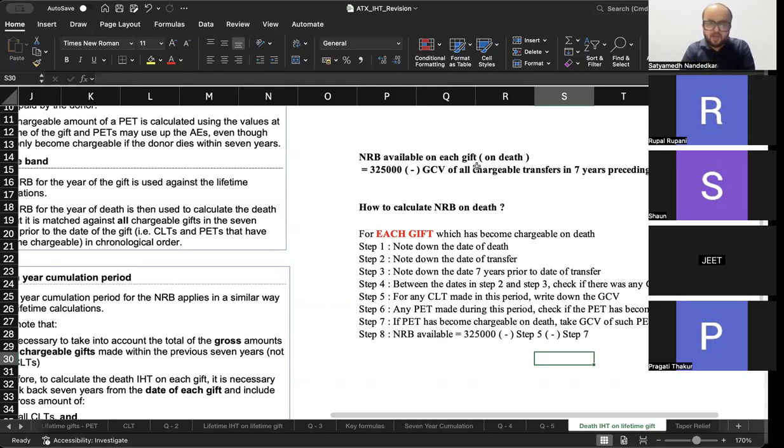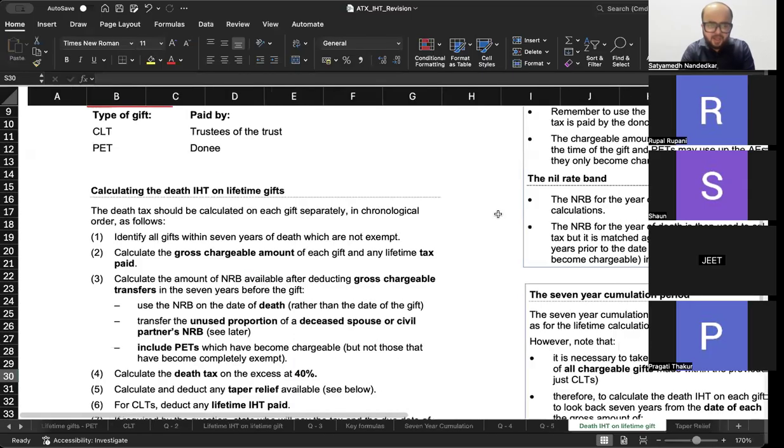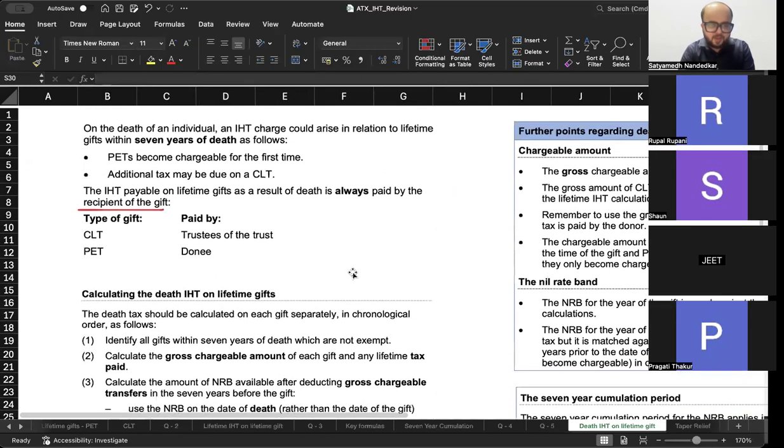Now NRB available on each gift on death is 3,25,000 minus the GCV of all chargeable transfers in the 7 years preceding the date of the gift. So CLTs will automatically come in. PETs, which ones will be included? Only those PETs will be included which became chargeable on the death of the individual. Okay. This is how the NRB is calculated.